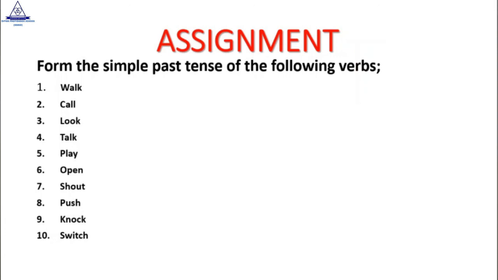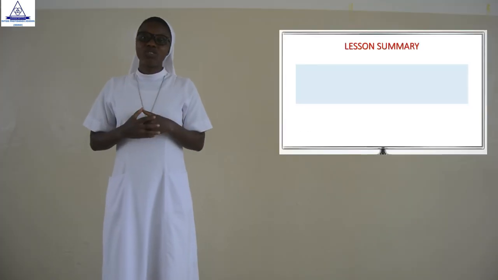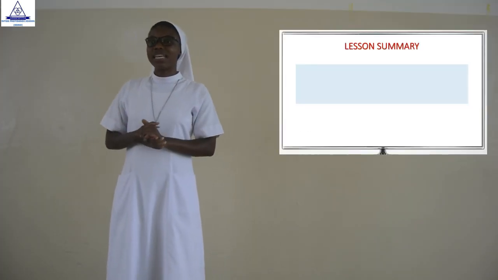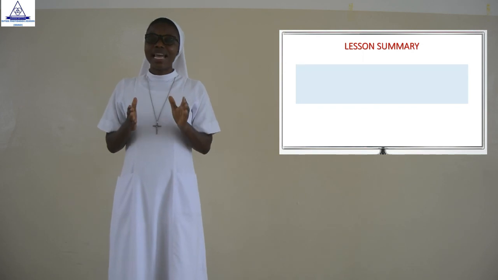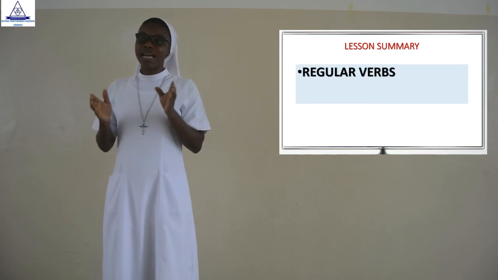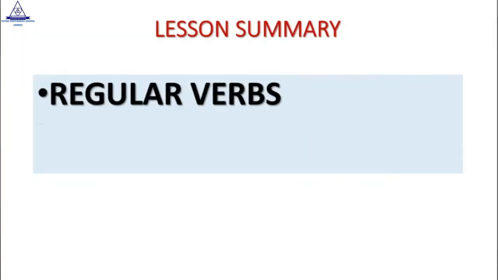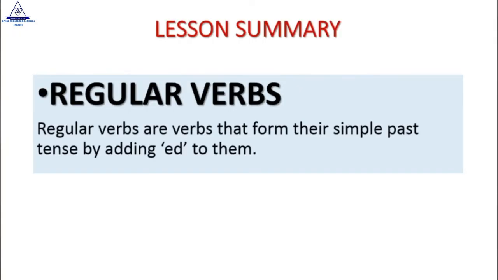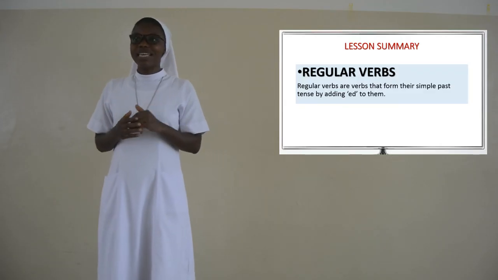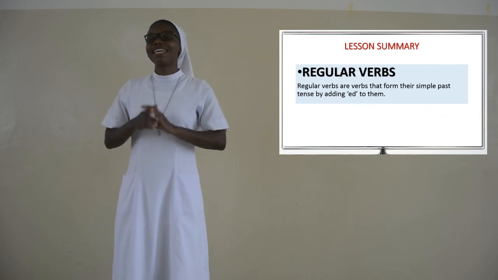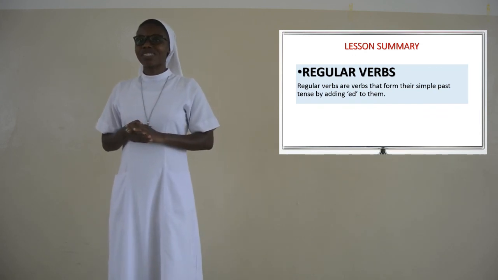Good. So let's look at what we did today. What did we learn today? We learned about regular verbs. And what did we say regular verbs are? Regular verbs are verbs that form their simple past tense by adding ed to them. I hope whenever you see regular verbs in a sentence, you'll be able to make them out.